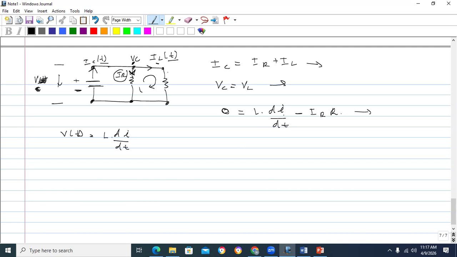Okay, but we don't need this I value. Now we are asked to find the voltage. Sometimes you may be asked to find the current. If you are asked to find the current, you need to get rid of the voltage.